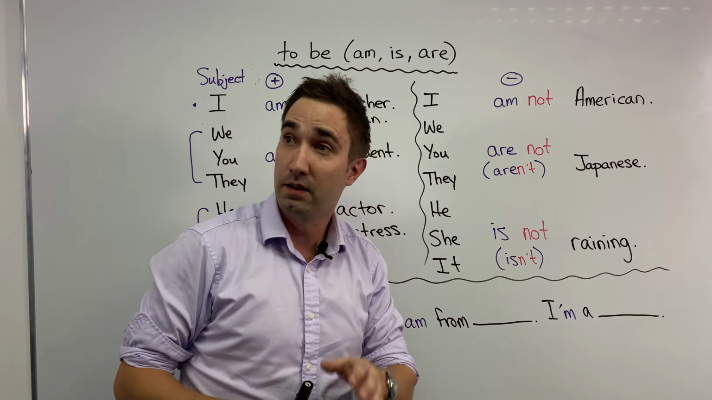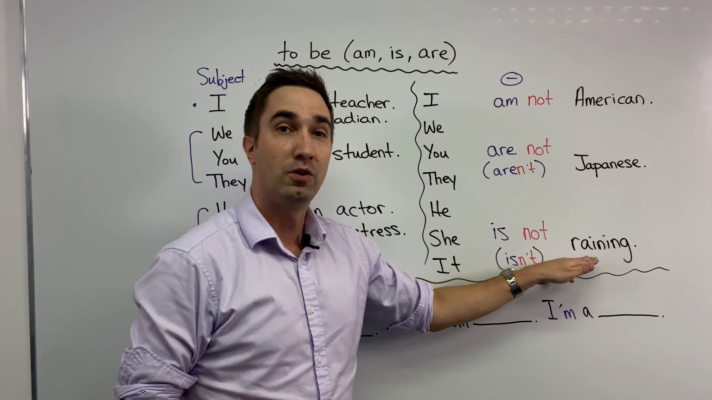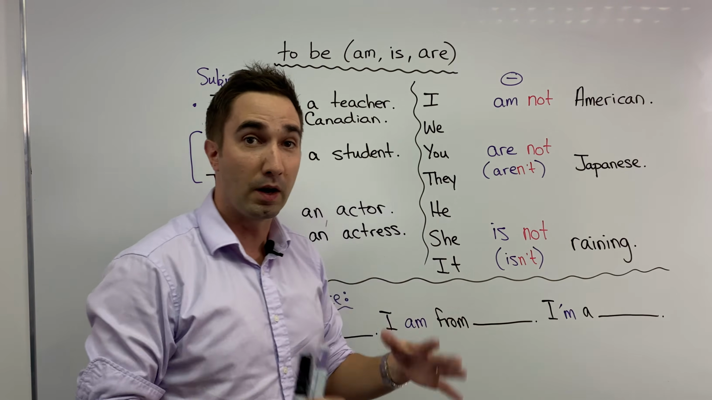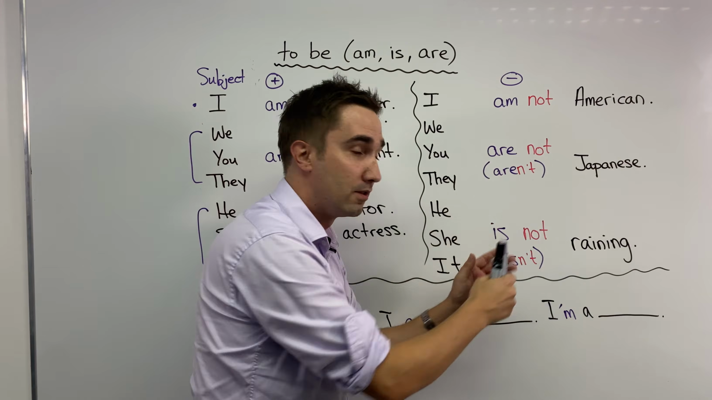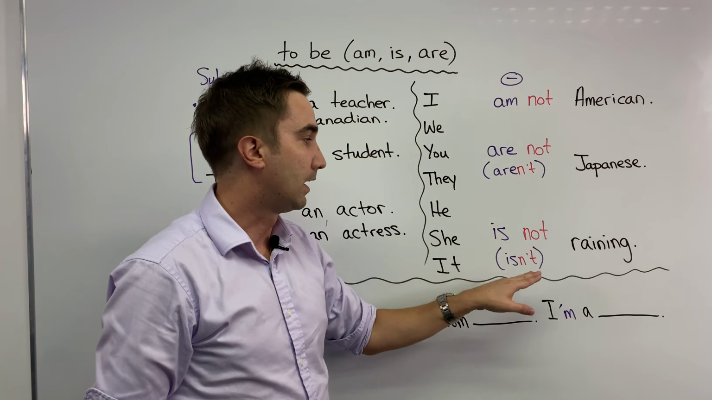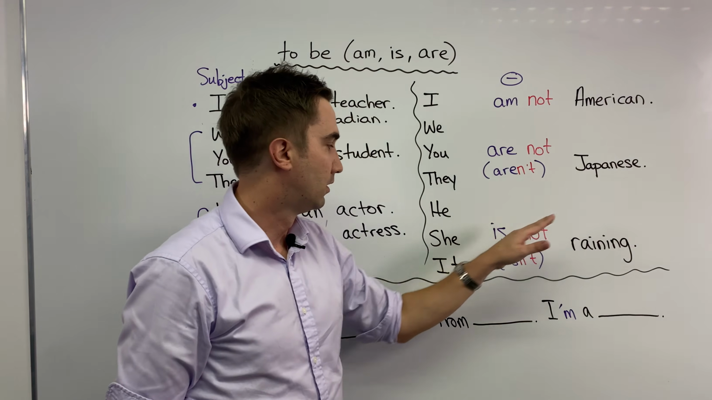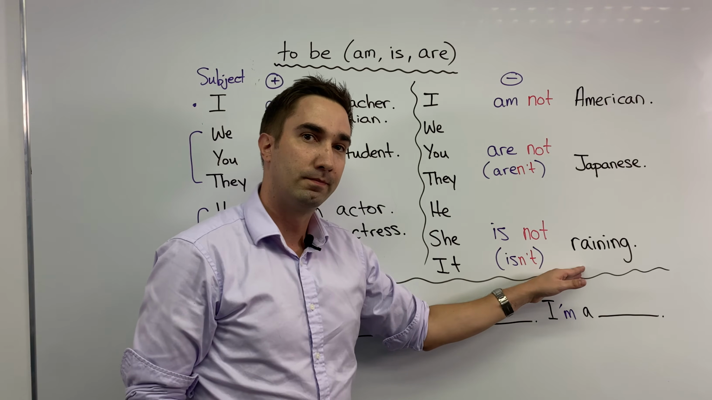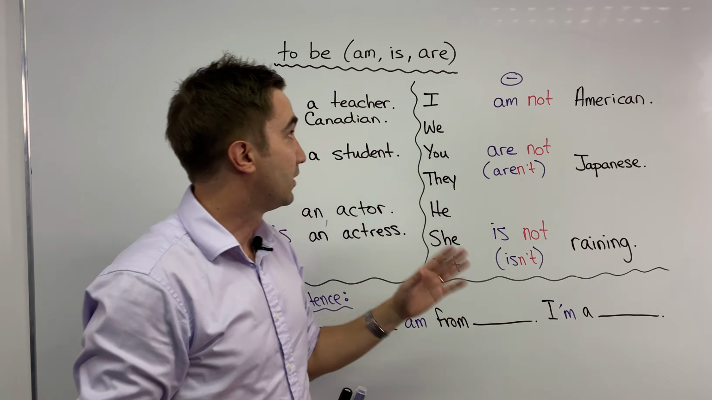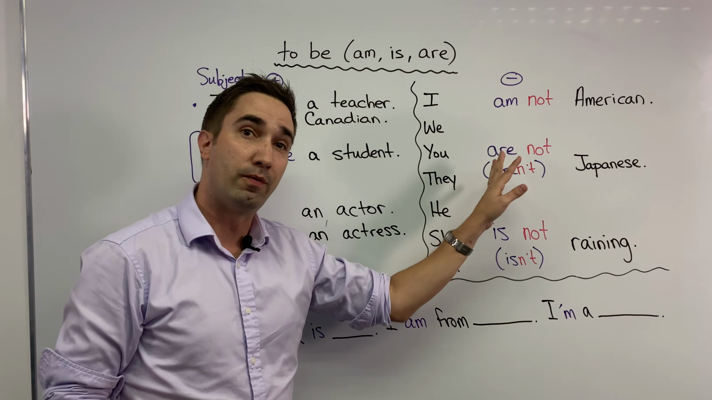I can look outside, the sun is shining, and I can say it is not raining. It is not raining. If I want to take are not and is not, I want to make them shorter. I can say aren't and isn't. They aren't Japanese. It isn't raining. That's just a short way. Those are called contractions. So that's it for to be in the positive form and the negative form.